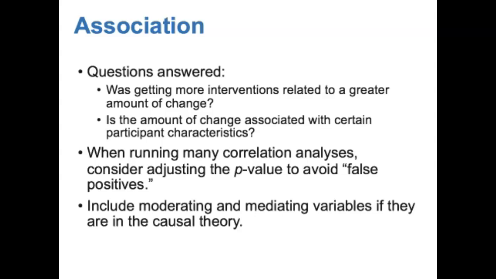When you're testing for an association and running many correlation analyses, it increases the chance that some pairs will be significantly related. So you should consider adjusting your p-value from 0.05 to 0.01 to avoid a false positive finding. And you also should include moderating and mediating variables if they're in the causal theory.